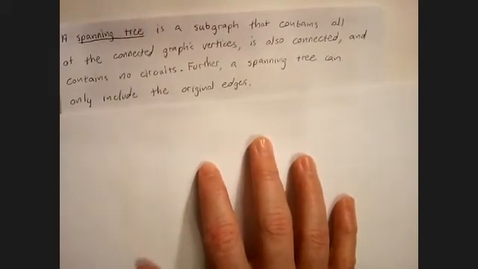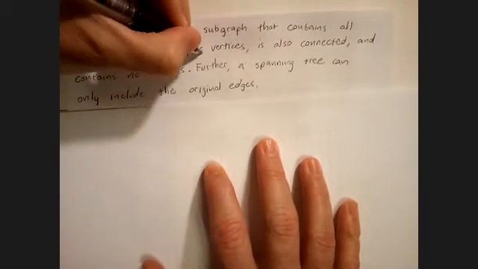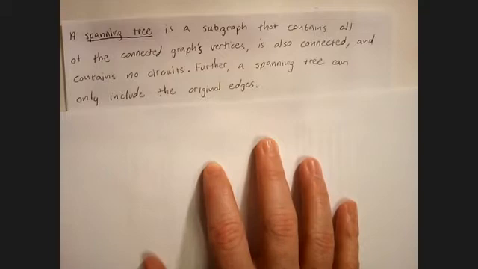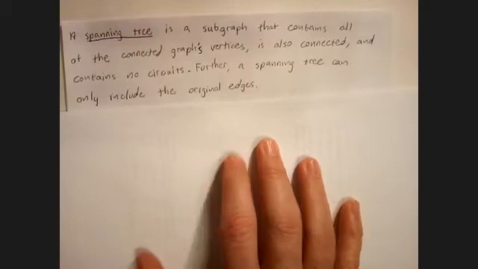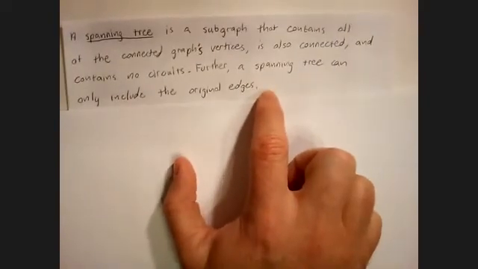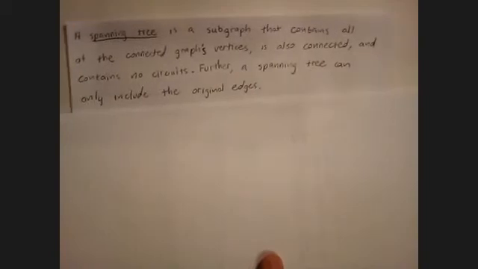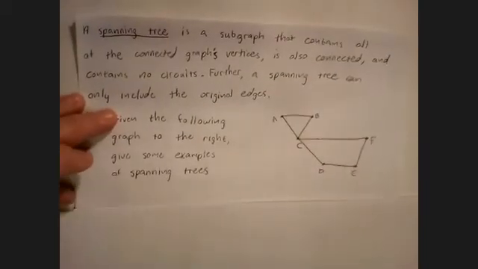All right. So a spanning tree is a subgraph, meaning it's essentially going to look like the parent graph, that contains all the connected graph's vertices. Okay. So we're going to take the same graph and all the vertices, and we're actually going to connect them the same way, and that's what I say down here, just to emphasize it. The graph also has to be connected and contain no circuits. So let's take an example. Okay, that might be a little weird, so let's just take this example.